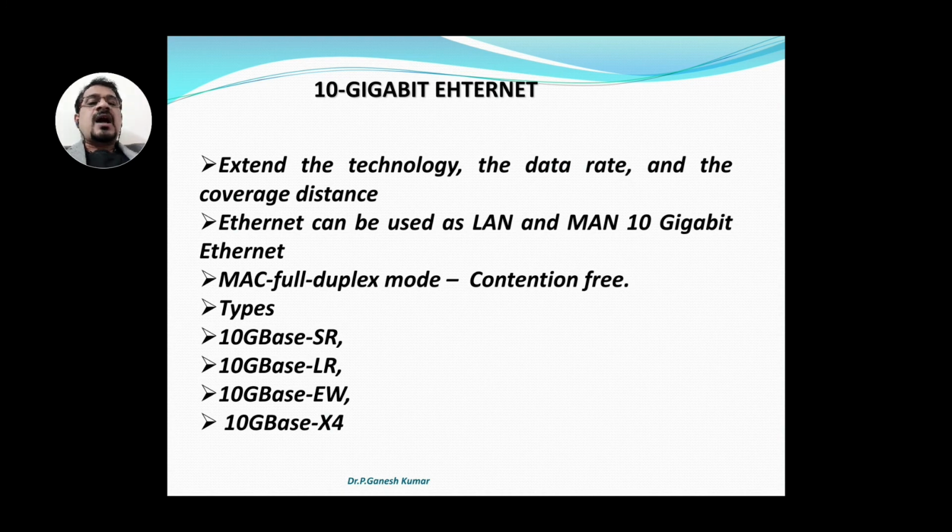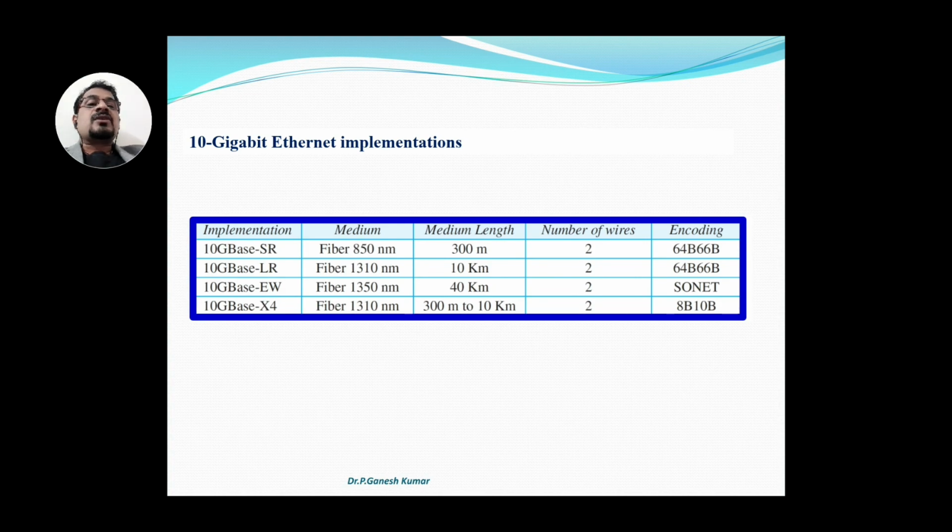The MAC will allow, we know that 1 gigabit Ethernet also supports only full duplex mode. But here also the MAC goes one step ahead, which will allow only contention free services. It means that it is free to use for any radio signals also. So the types are going to be 10G base SR short range, 10G base LR long range, 10G base EW extended wave, and 10G base X4, similar to gigabit Ethernet. Only thing is that the data rates are going to be supported at a greater extent. It means 10 folds of 1 gigabit Ethernet connections.